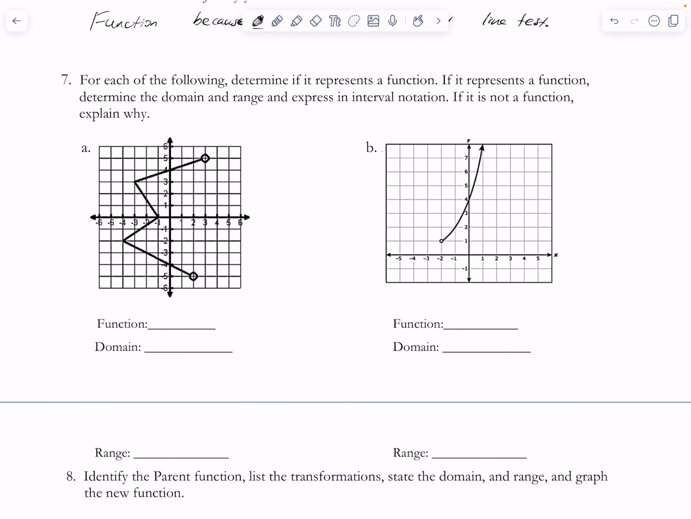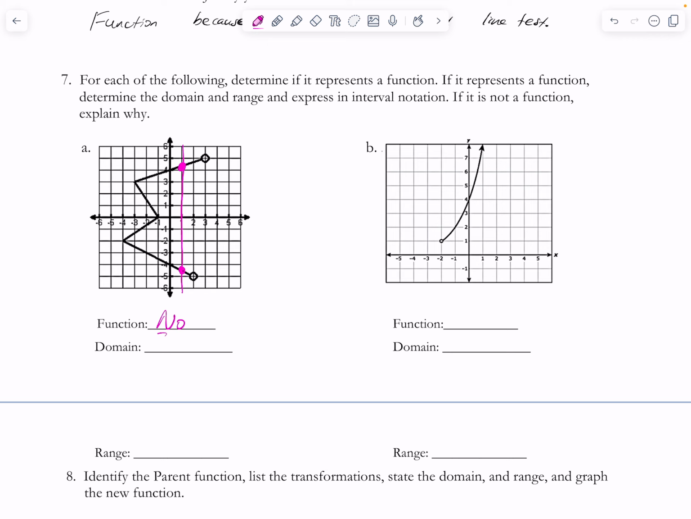All right, so number 7 is looking at these two different graphs. Kind of similar to what we did, I think, on the second one. We're going to answer some questions about domain and range, and is it a function? Well, this first one is not a function. It fails a vertical line test in a lot of places, but definitely at x equals 1. It fails it right here and right here. That's 2 points, so no, not a function. It fails the vertical line test.